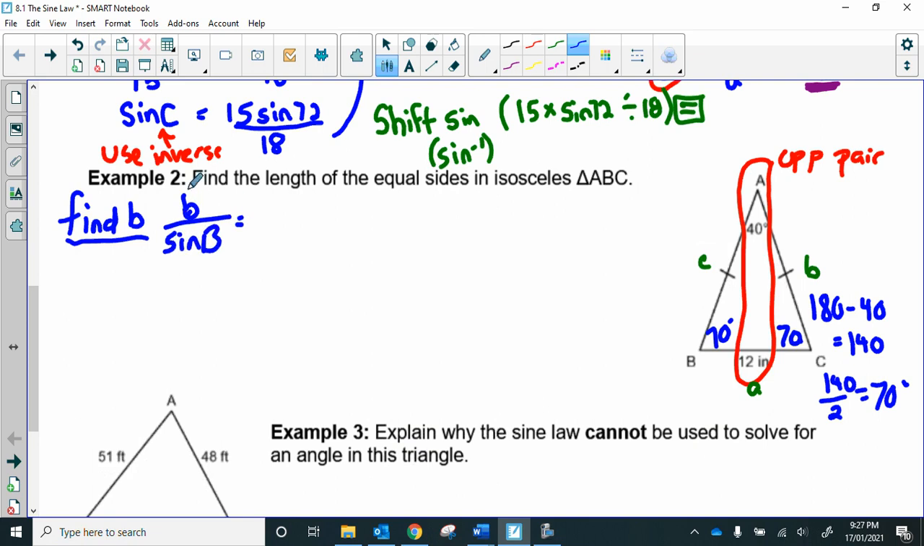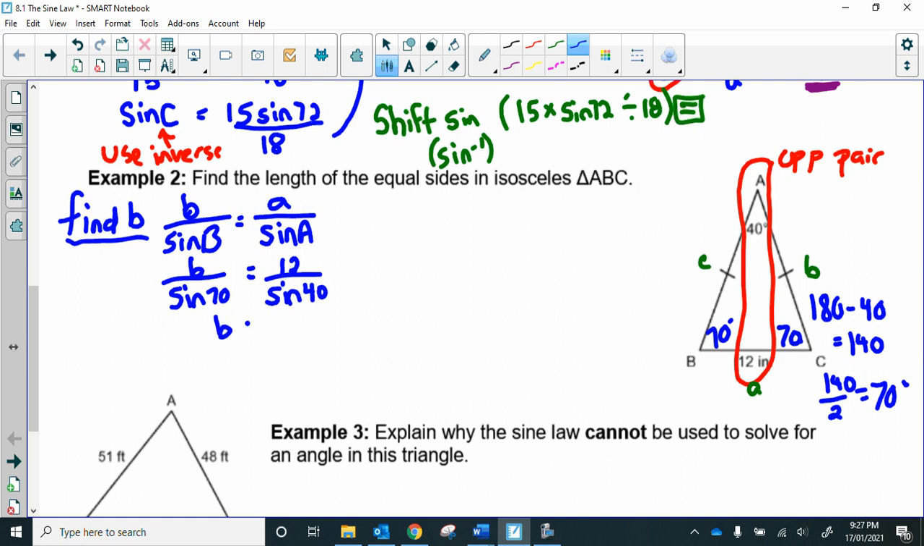equals, and here's where I'm going to use my opposite pair. So I circled the a's. So I'm going to be using the pair with the a's. Little a over sine a. So I got my ratio. I'm going to sub in everything I know. I don't know little b, but I do know that big B is 70 and little a is 12. Big A is angle A, so that's 40.